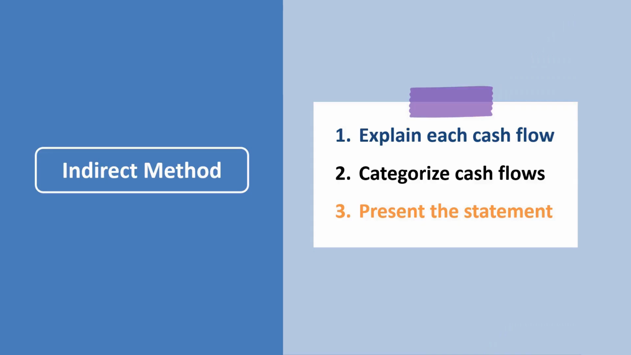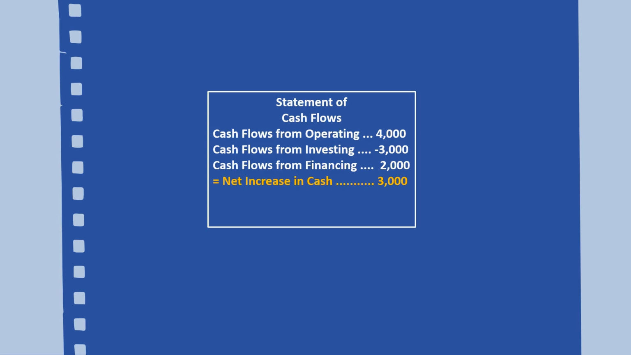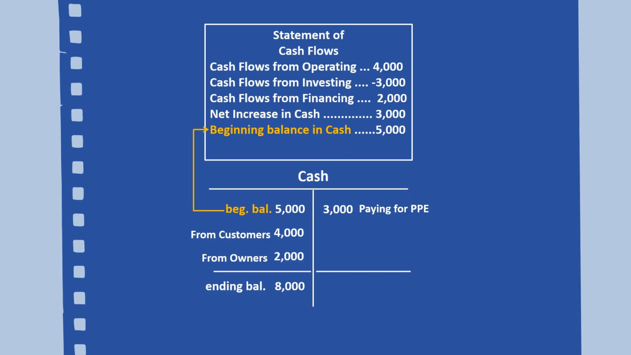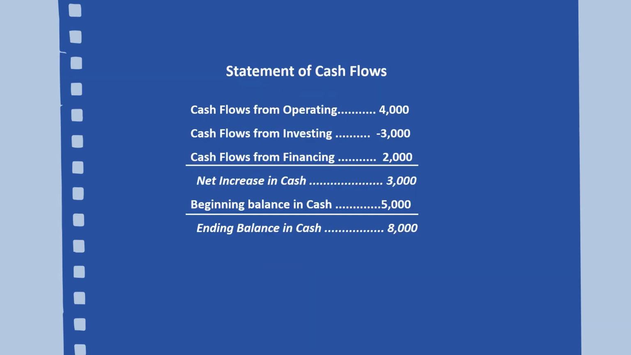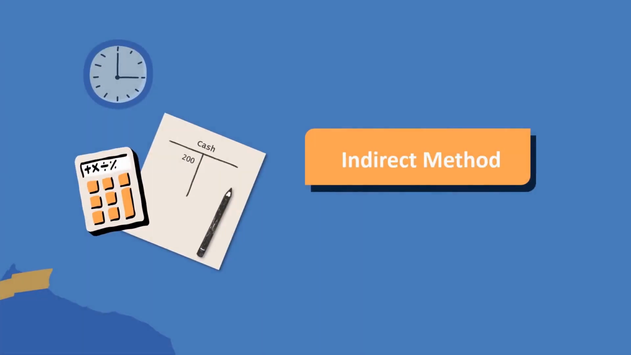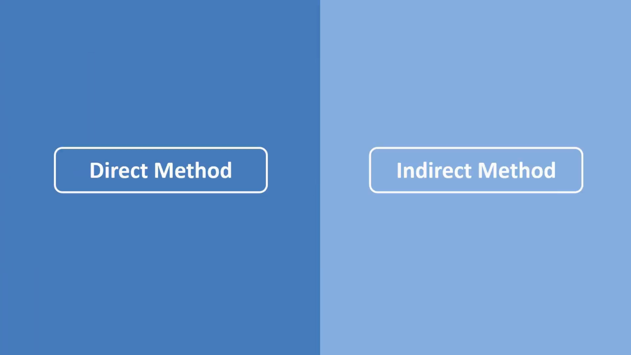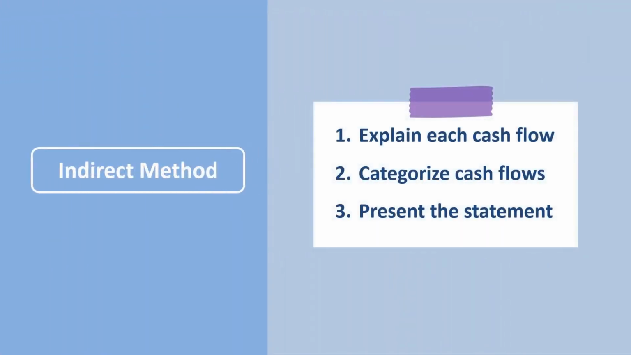The last step is to present the statement. Once we have these categorized cash flows, we can calculate how cash has changed during the period. Then, by finding the initial cash balance, we can put together the full statement of cash flows. Now let's talk about the indirect method, which is another way to create a statement of cash flows. The steps for the indirect method are quite similar to the direct method. We figure out why cash changed, put these reasons into categories, and then present them in the statement.